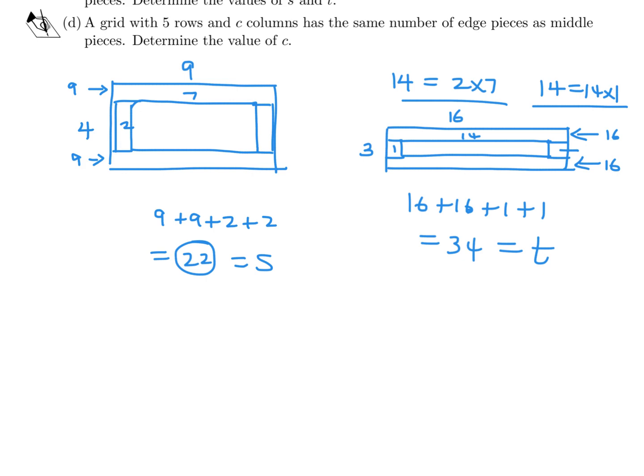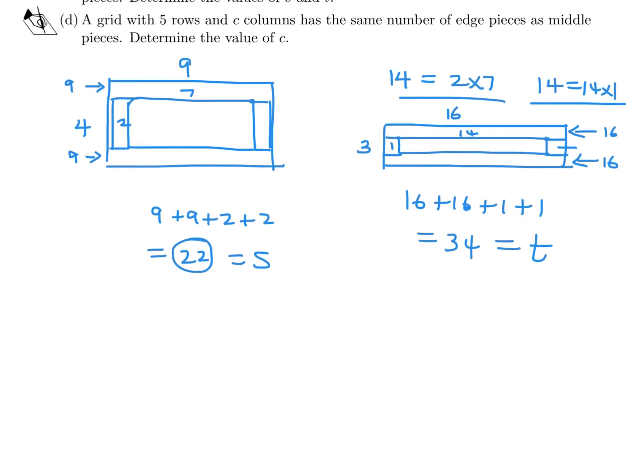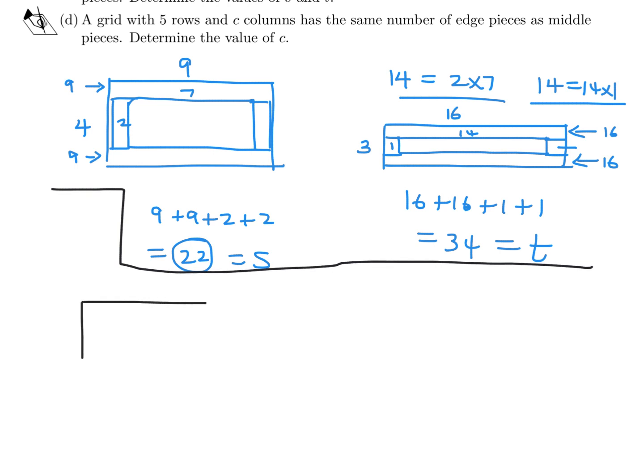A grid with 5 rows and C columns has the same number of edge pieces as middle pieces. Determine the value of C. So we have a scenario. I don't know what it looks like, but I'll just draw the standard shape. It's 5 rows and C columns. So this will be 5 and this will be C. So from here to here will be 3, and from here to here, that would be C minus 2, right?